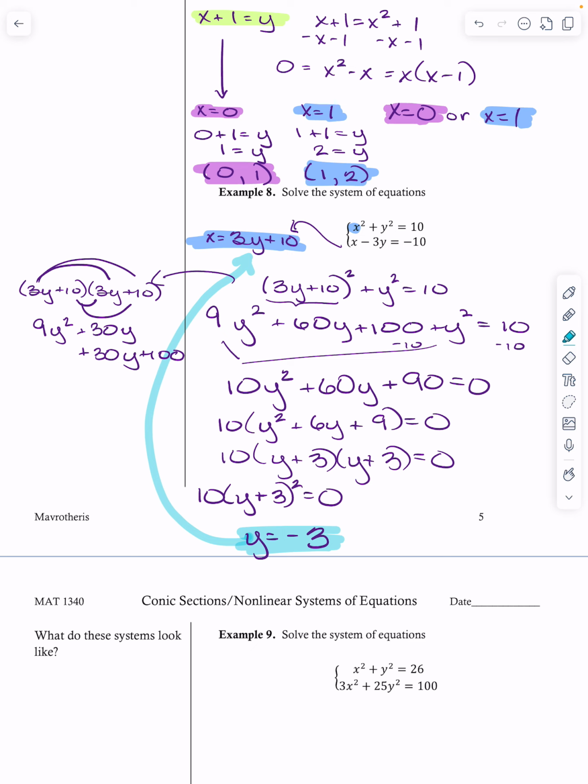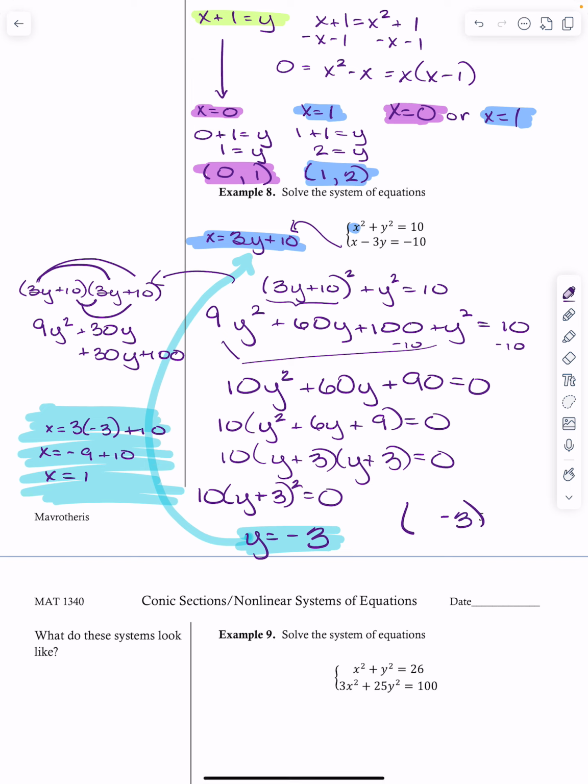Back up here so we can solve for x. And I'm going to do that over here just to try to keep everything organized. I got x equals 3 times y, which is negative 3, plus 10. x equals negative 9 plus 10, so x equals 1. Again, it doesn't really matter which variable we solved for first. y still goes second, x still goes first.